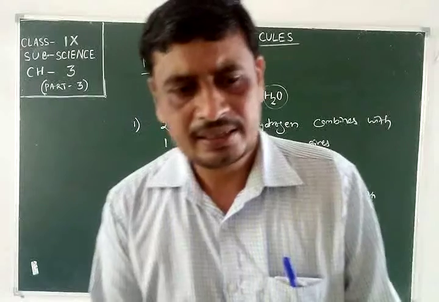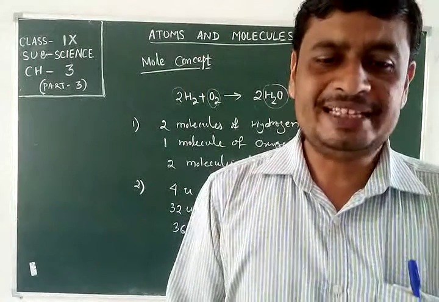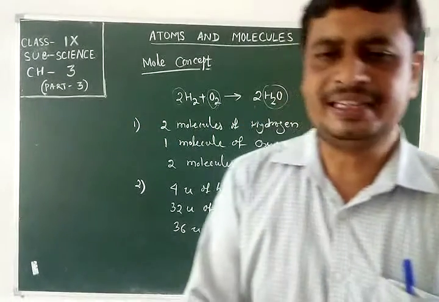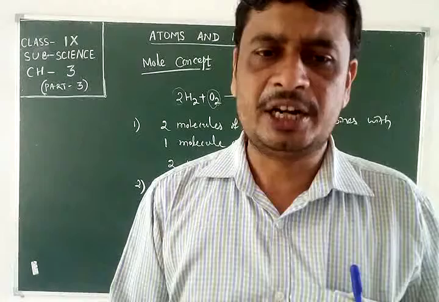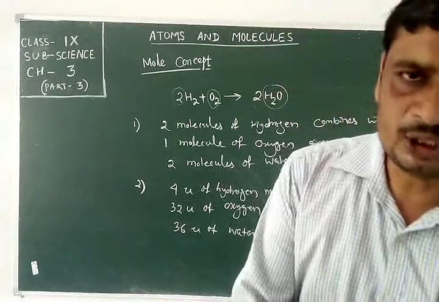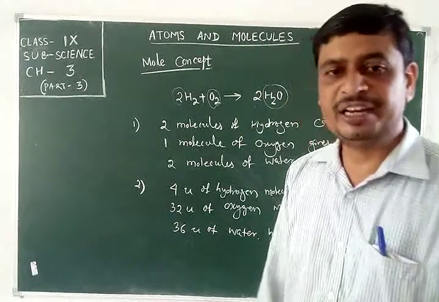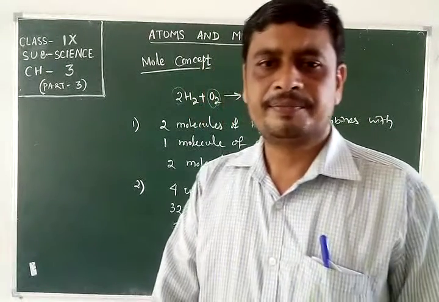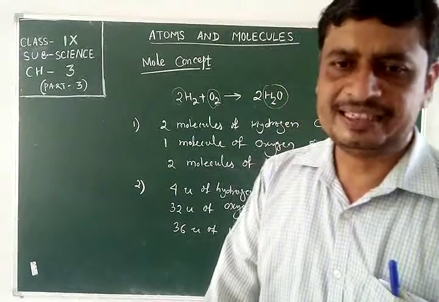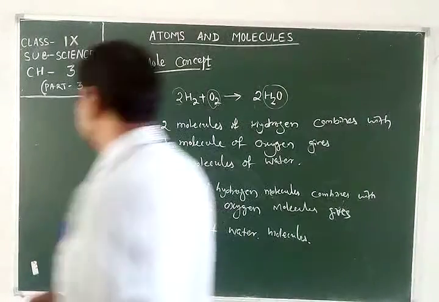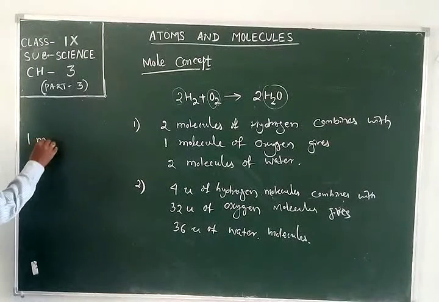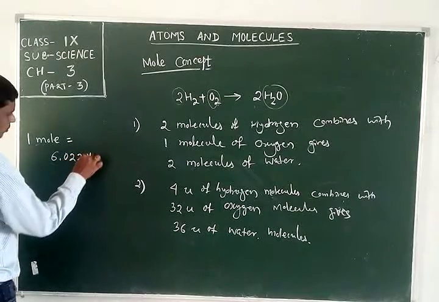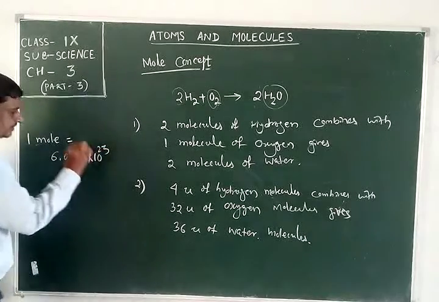1 mole means the 1 mole of any species, that may be atoms, molecules, ions or particles, is a quantity in number having a mass equal to its atomic mass or molecular mass in grams. The number of particles present in 1 mole of any substance is fixed, that is equal to 6.022 into 10 to the power 23.